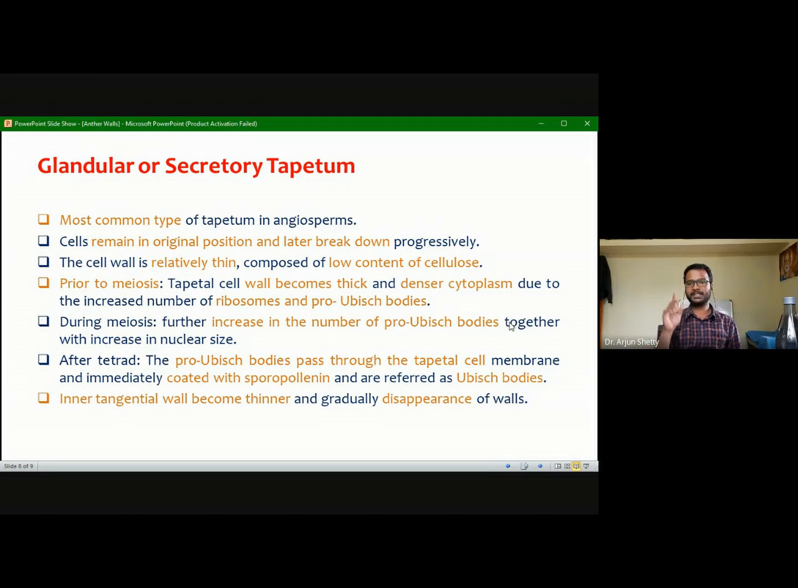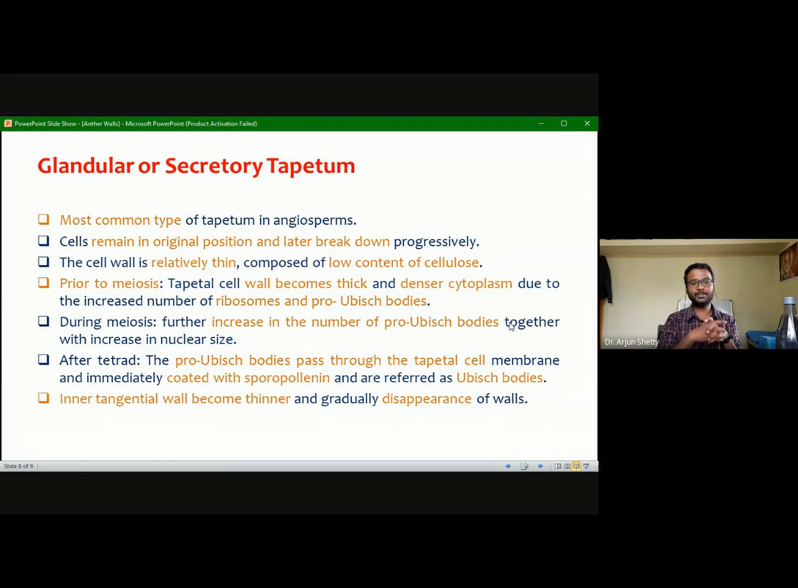And the cell wall is relatively thin, because they need to be broken down. If they are quite tough or quite thick, the breaking down needs some more components. Because of that, I feel that the glandular or secretory type of tapetum will have a relatively thin wall composed of a very low content of cellulose.